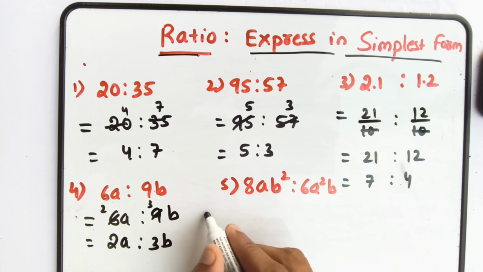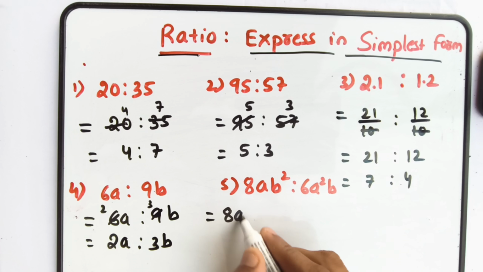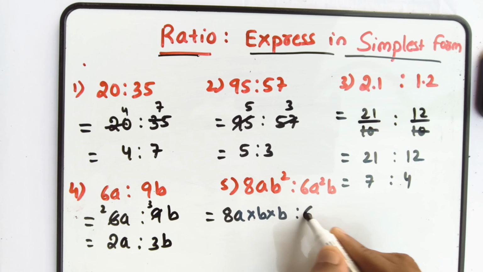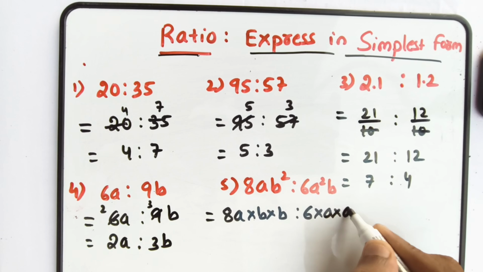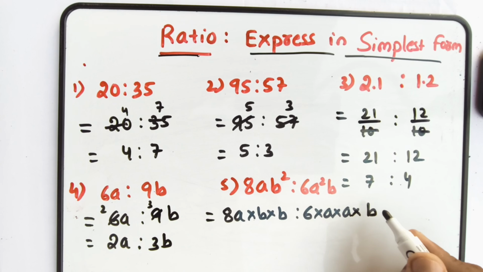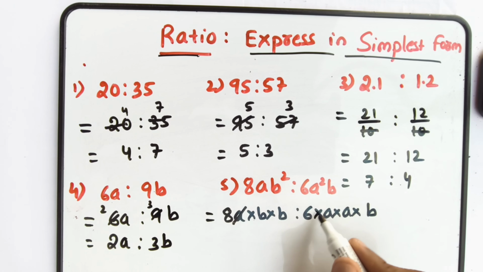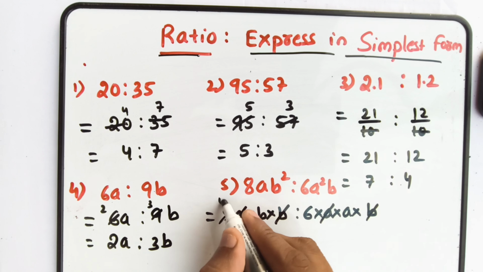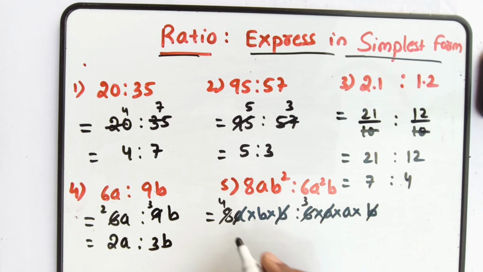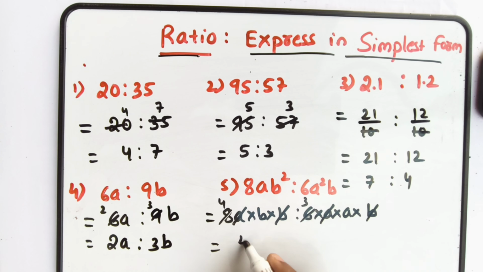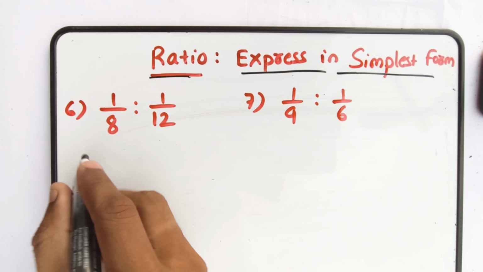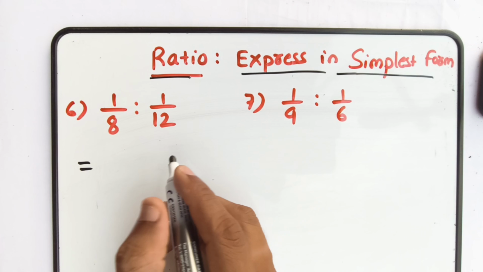Here we take the next question. 8ab square, that is 8 into a into b into b, ratio 6 into a into a into b. I'll cancel a here, b here. 2 4s are 8, 2 3s are 6. What remained now? 4b ratio 3a. 4b ratio 3a.